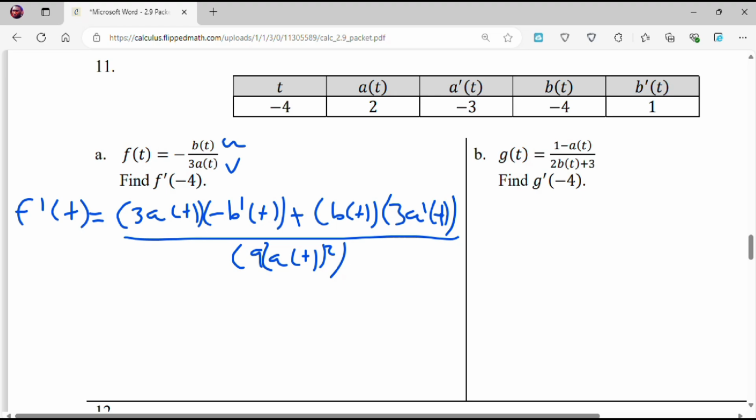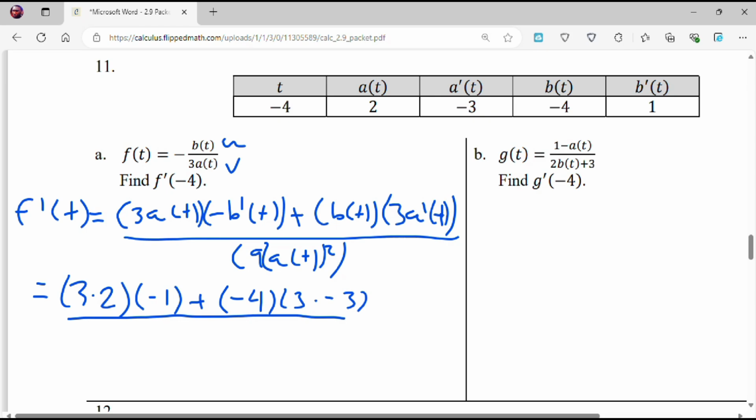Okay, now we can plug in. So 3 times a is going to be 3 times 2. Negative b prime is going to be negative 1 plus b, which is negative 4, times 3 times a prime, so 3 times negative 3, divided by 9 times a of t squared. A of t is 2, squared is 4. 9 times 4 is 36. Okay, 36.